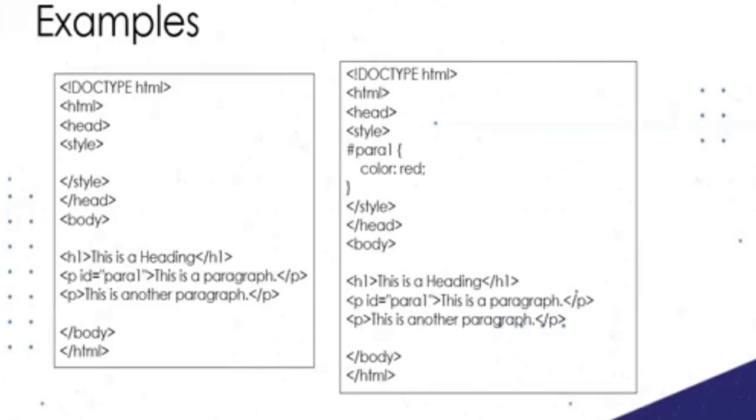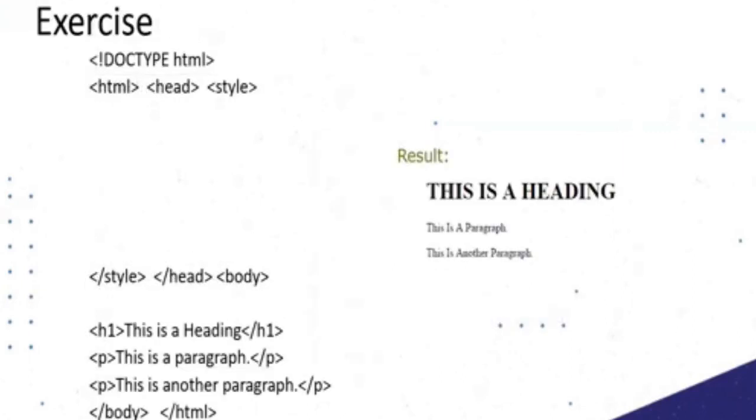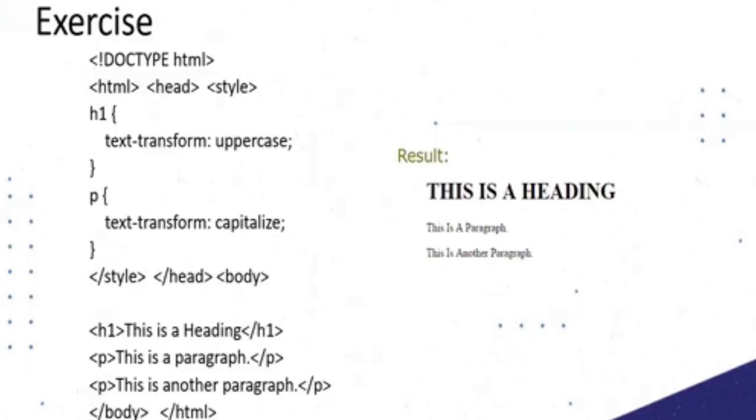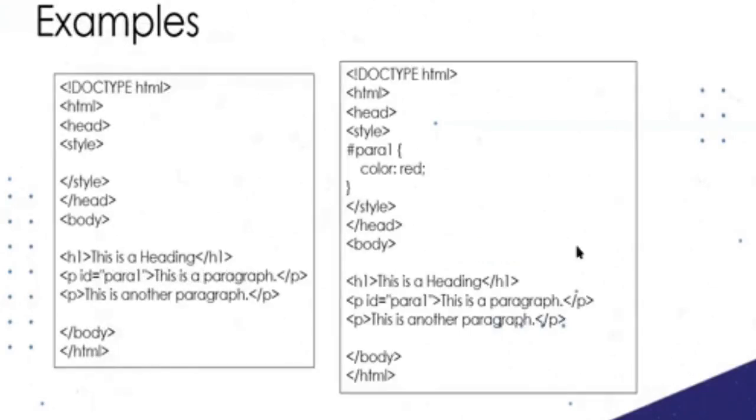So if we only want to have the paragraph itself in color red, we have to use ID. But if we want to have the first paragraph and the H1 heading both, we can use a class. So how can we have it?